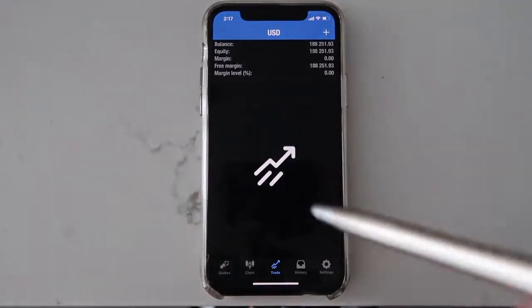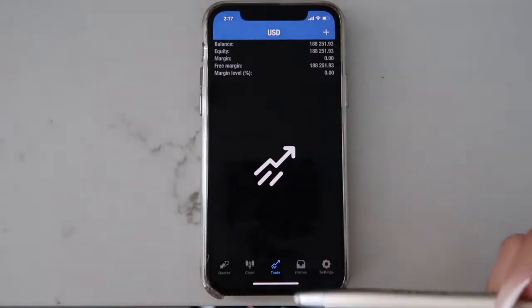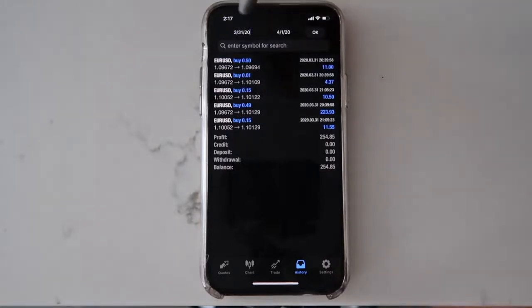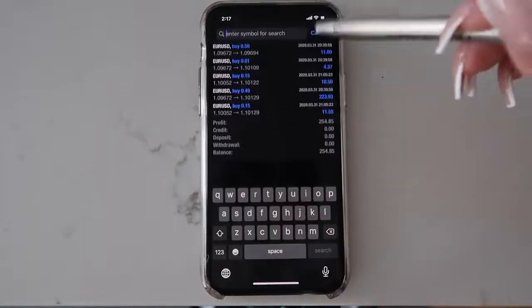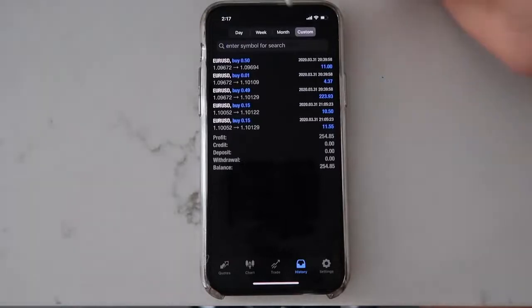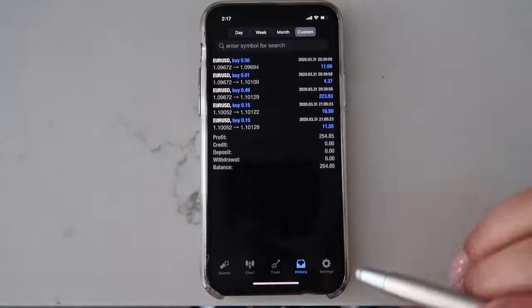So now that I closed out those trades that were here, where do I see how much I made? You're going to come here into your history, and then you're going to see how much you made for the day, for the week, for the month, or you can customize it. If you want to take it way back when, you can do that, and then you would see all of the trades you took from the dates you entered. So this is where you would see that.